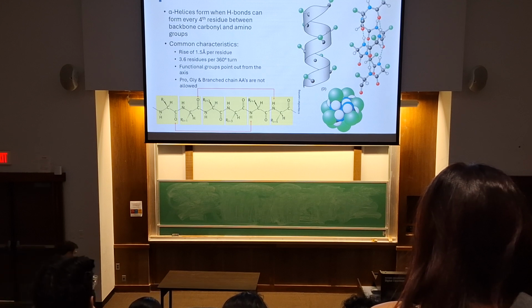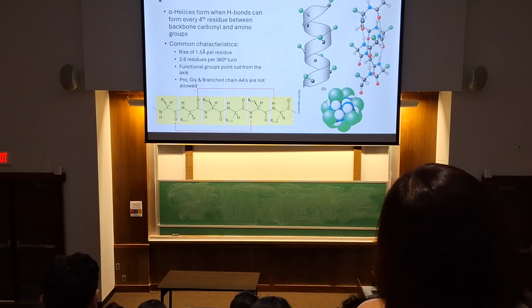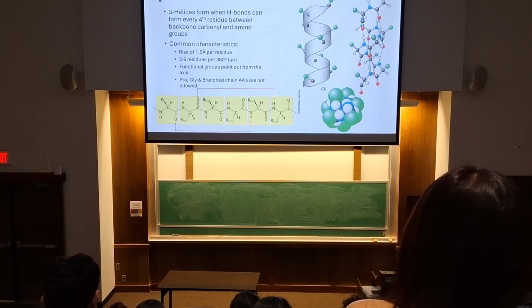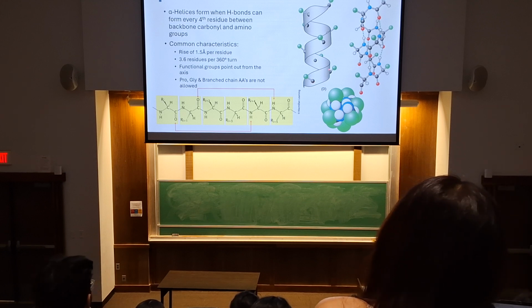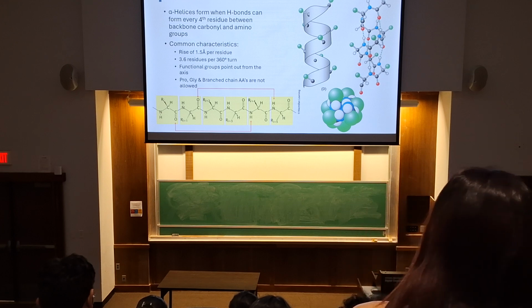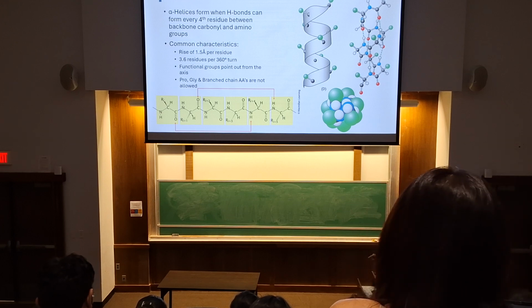But the pitch is 3.6 residues, which means on average, an alpha helix of 36 amino acids will be just about 10 turns of the helix. So it's got that pitch, and that's always the case for a freestanding alpha helix. It's got a rise of 1.5 angstroms, which means that from this amino acid to this amino acid, the vertical distance between them is 1.5 angstroms. There's about a 100 degree turn between each of them.